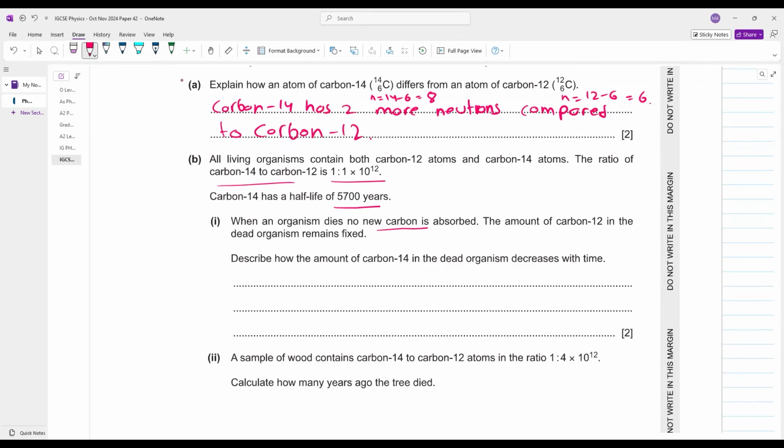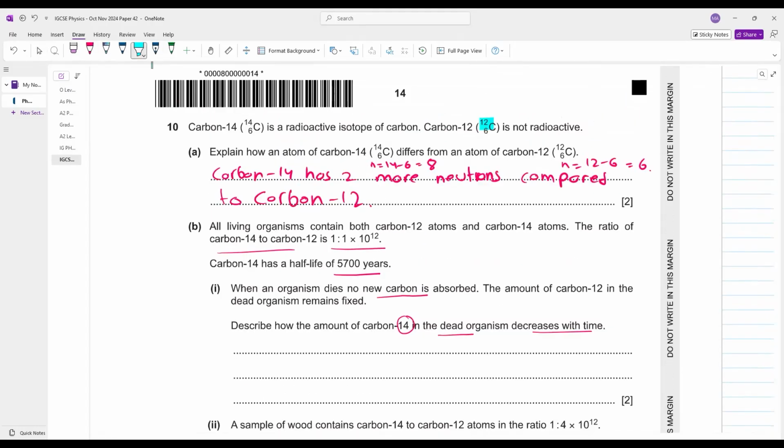The amount of carbon 12 is fixed in a dead organism. State how the amount of carbon 14 in a dead organism decreases with time. देखो कार्बन 14 क्या है, एक रेडियो एक्टिव आइसोटोप है. एक रेडियो एक्टिव आइसोटोप की अमाउंट decreases to half of its value after each half life. कार्बन 14 एक रेडियो एक्टिव आइसोटोप है. The amount of carbon 14 halves after each half life.